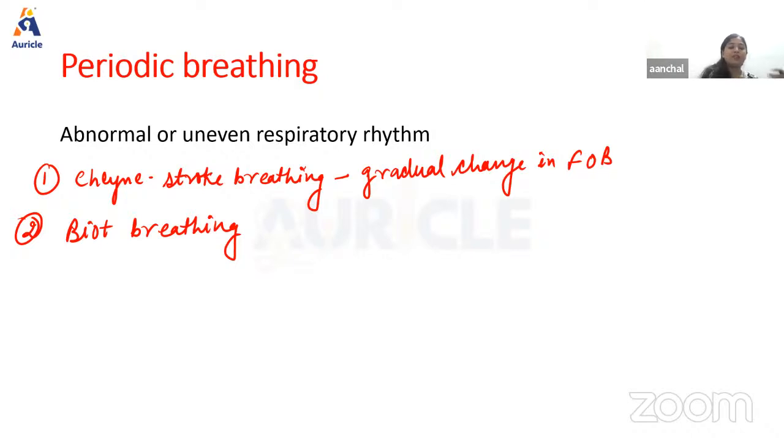Now the respiratory center becomes activated, and that will result in a gradual increase in the force of breathing, and when the force of breathing reaches maximum, that cycle will repeat again and again. Now we're going to discuss the conditions. First, we're going to discuss the physiological conditions when this type of breathing will occur.